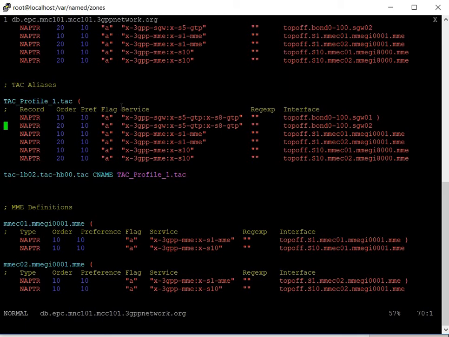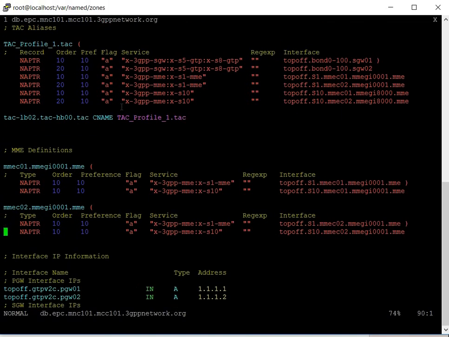I mentioned that only to illustrate that this notation is flexible. I say that A records are just scratching the surface of DNS, but this use case is just scratching the surface of what you can do with this NAPTR record type. It's very, very flexible.